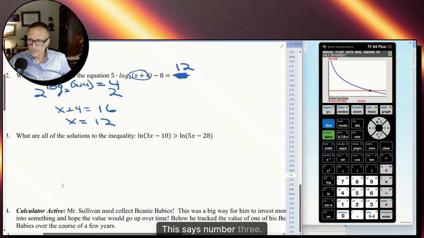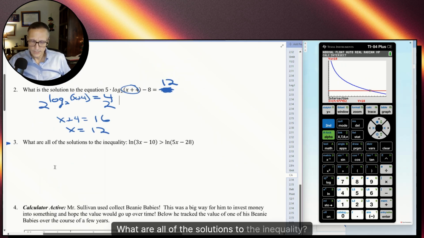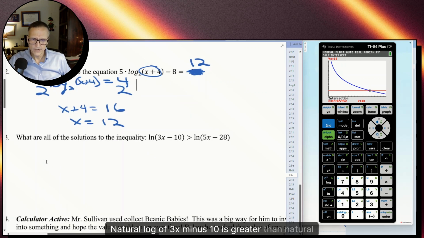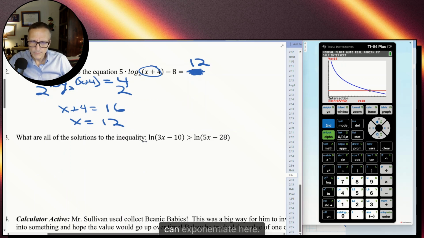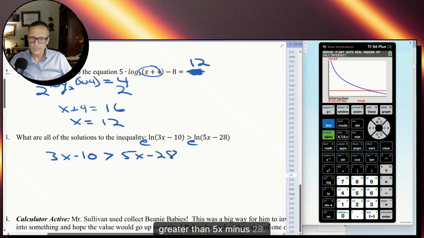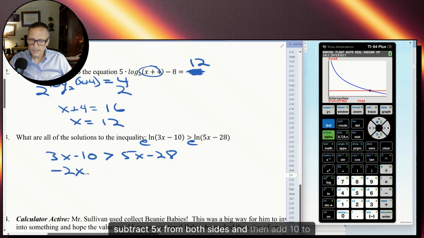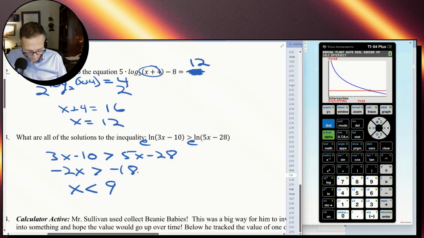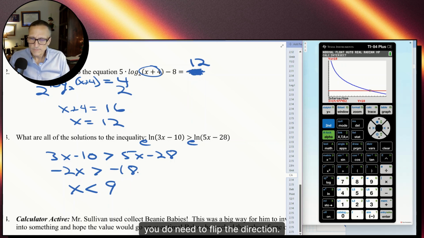This says, number 3, what are all of the solutions to the inequality: natural log of 3x minus 10 is greater than natural log of 5x minus 28. Well, I'm going to exponentiate here. And that's going to give me 3x minus 10 is greater than 5x minus 28. Solving this, I'll subtract 5x from both sides, and then add 10 to both sides, and then divide by negative 2. I get x is less than 9. Notice if you divide an inequality by a negative number on both sides, you do need to flip the direction.